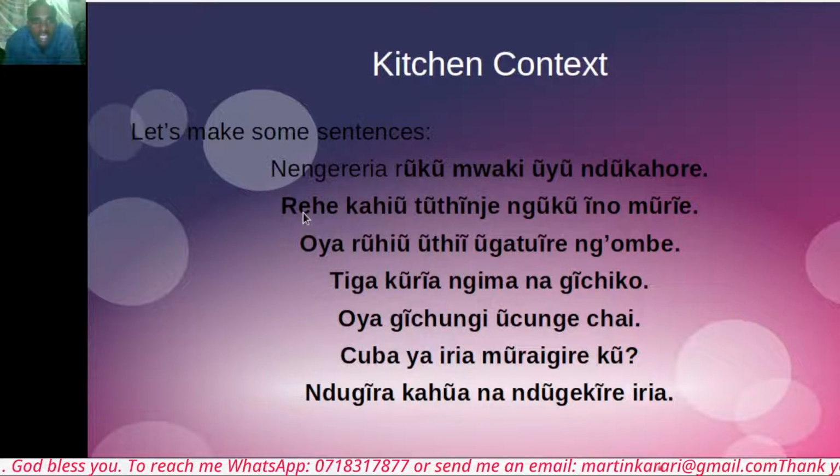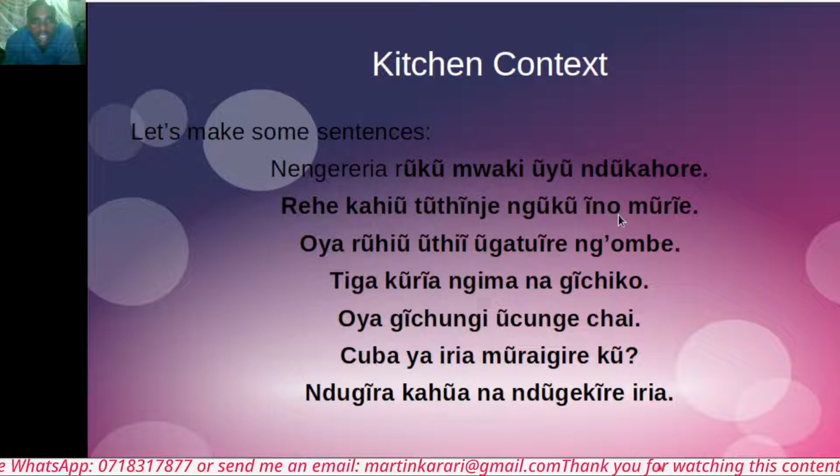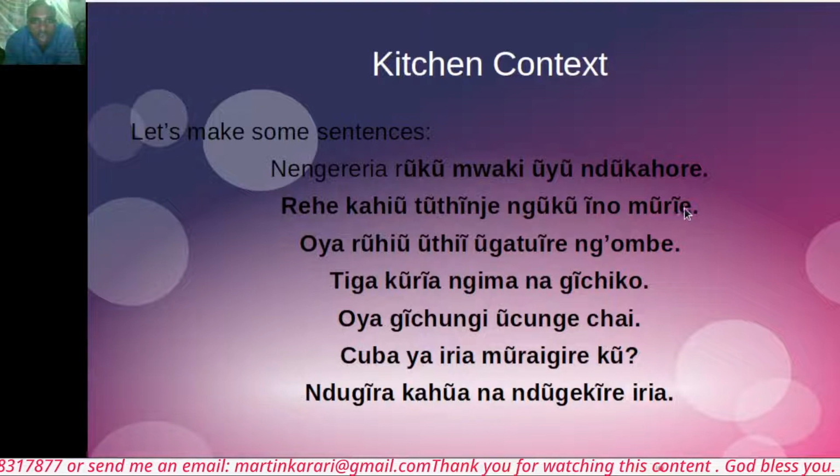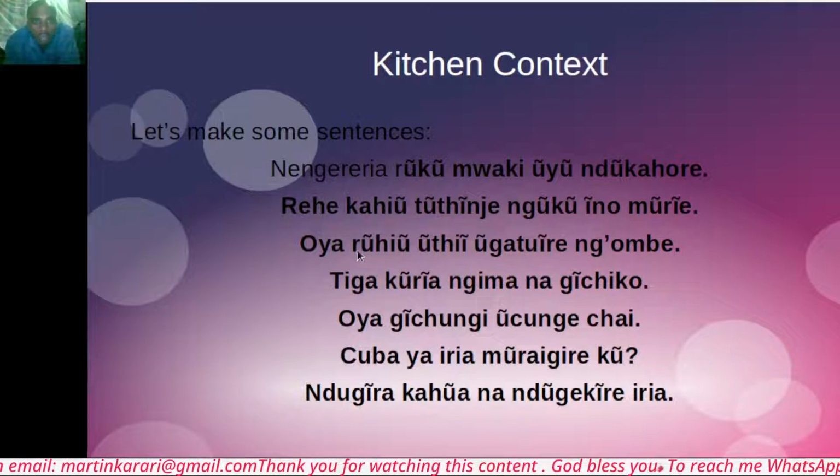The next sentence: rehe kahio todije goko eno mure. Rehe is bring, kahio is knife, todije is slaughter, goko is hen, eno is this, mure is eat. Bring the knife so that you can slaughter this hen so that you can eat it.